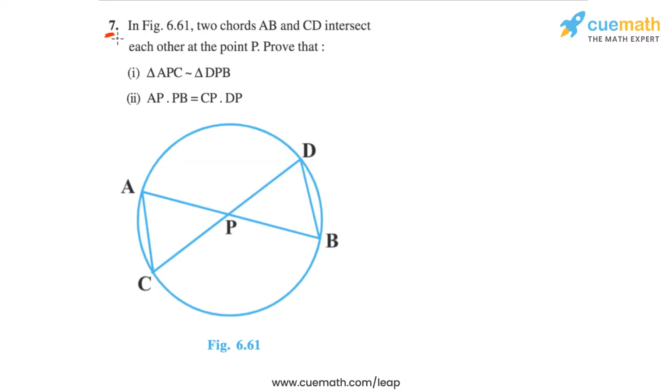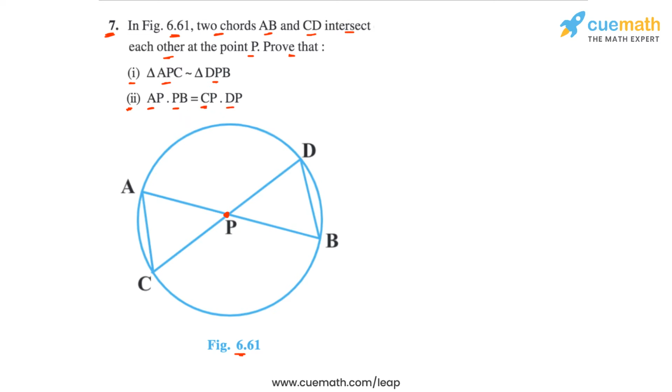Question 7 of this exercise says that in figure 6.61 given alongside, two chords AB and CD of a circle intersect each other at the point P. So P is this point, and AB and CD, the two chords, intersect at P. We have to prove that triangle APC is similar to triangle DPB in part 1, and in part 2 we have to prove that AP into PB is CP into DP.